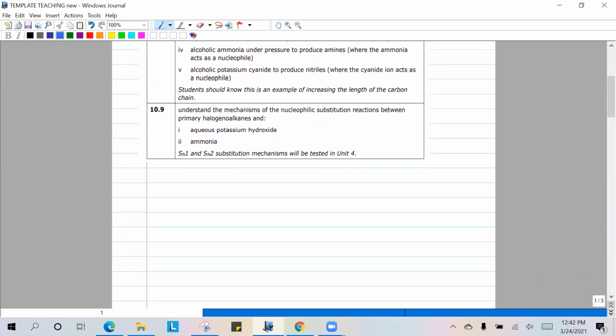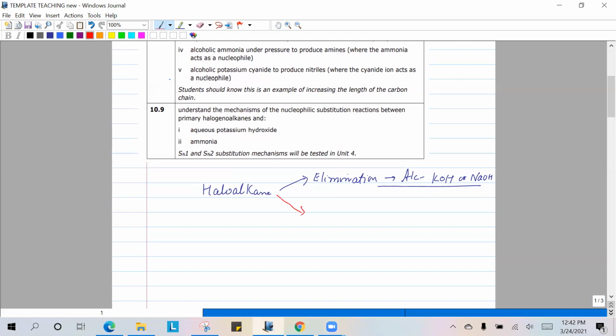So what we learned last time was that the haloalkanes can undergo elimination reaction, but only in presence of aqueous KOH or in presence of alcoholic KOH or NaOH. This has already been explained to you.